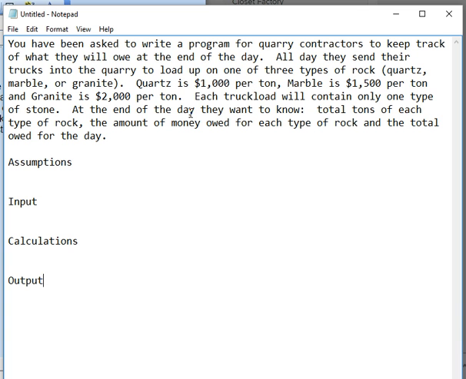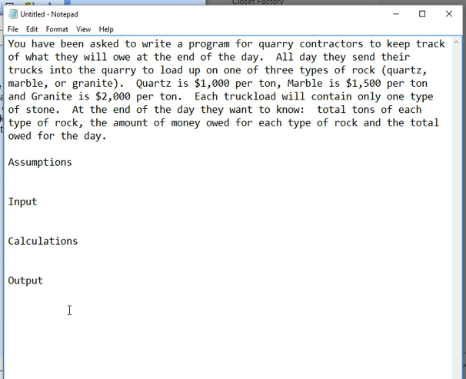And at the end of the day, he wants to know how many tons of rock was moved for each type of material, and then how much each of those materials cost him, and what the total amount is at the end. So if we take a look at here, we want to know total tons of each type of rock, total money owed for each type of rock, and then the total for the day. So then we start with the output.